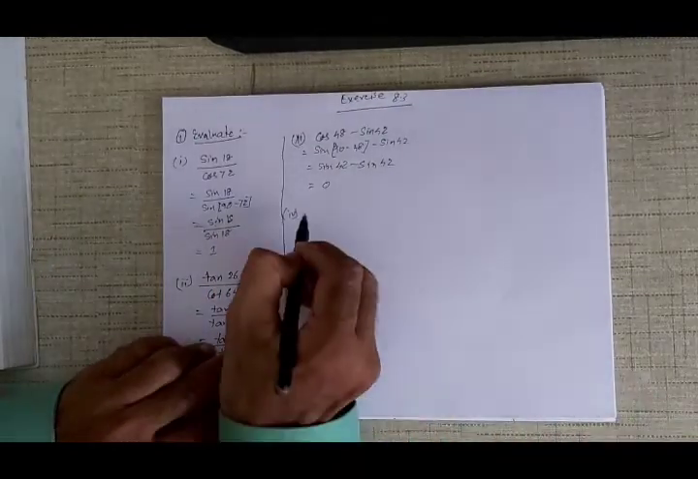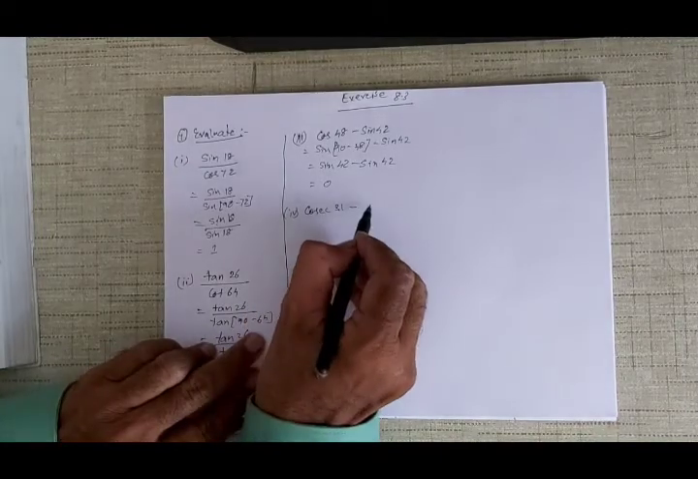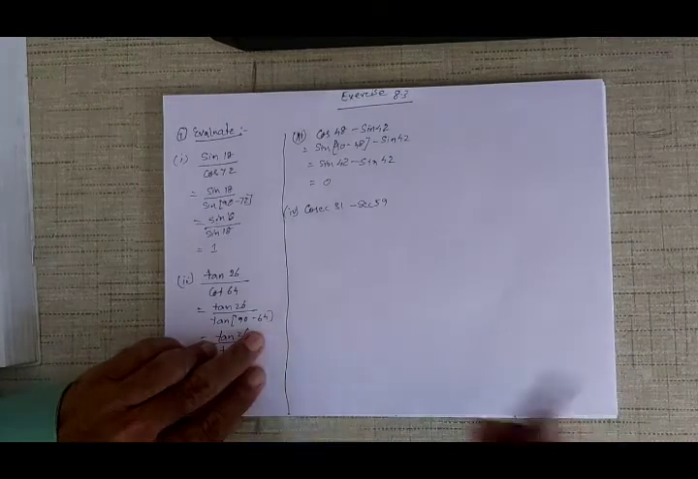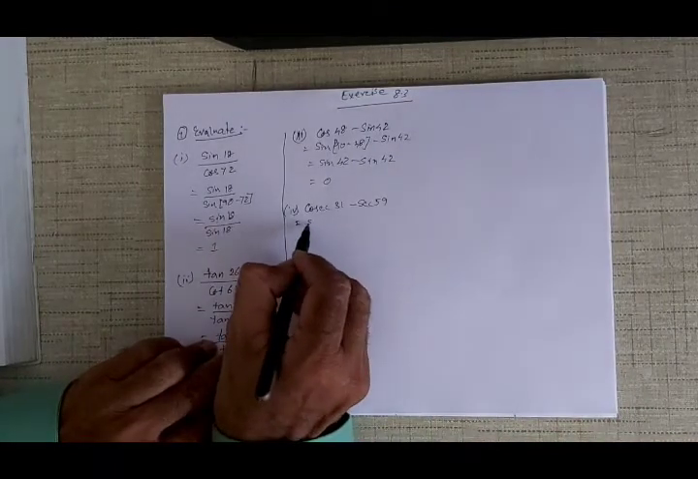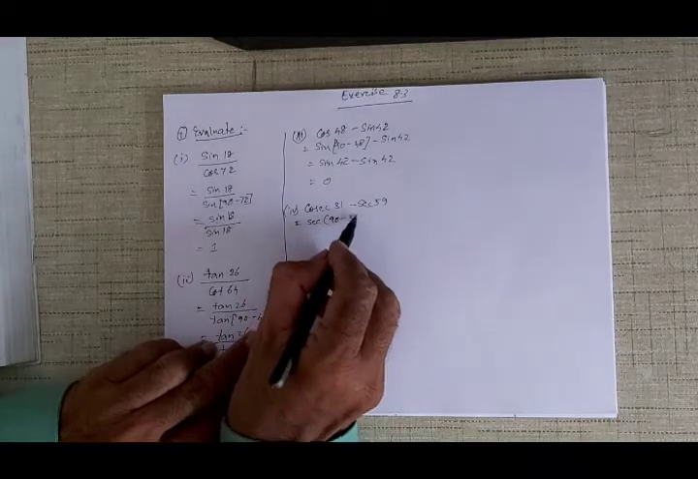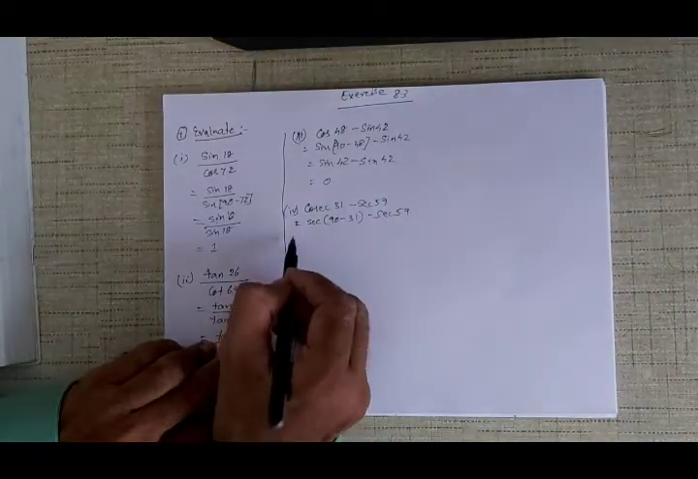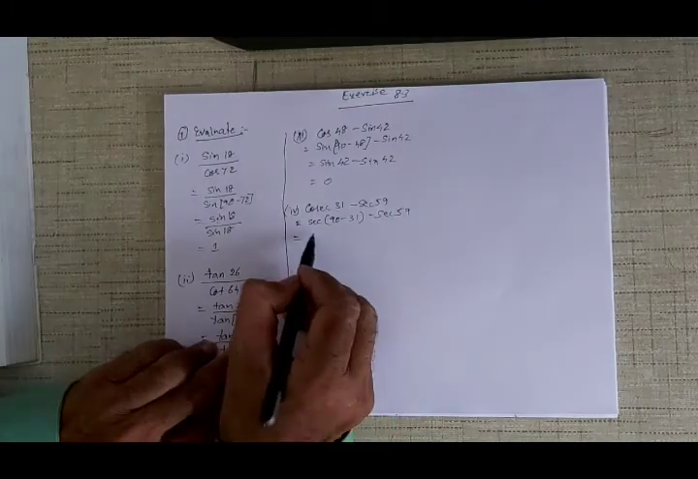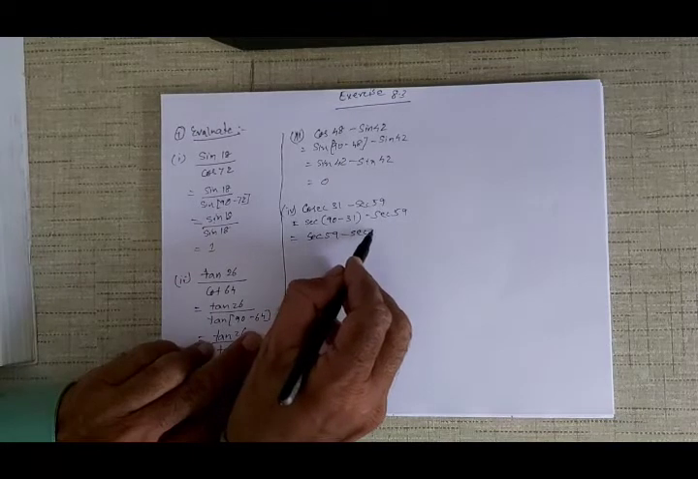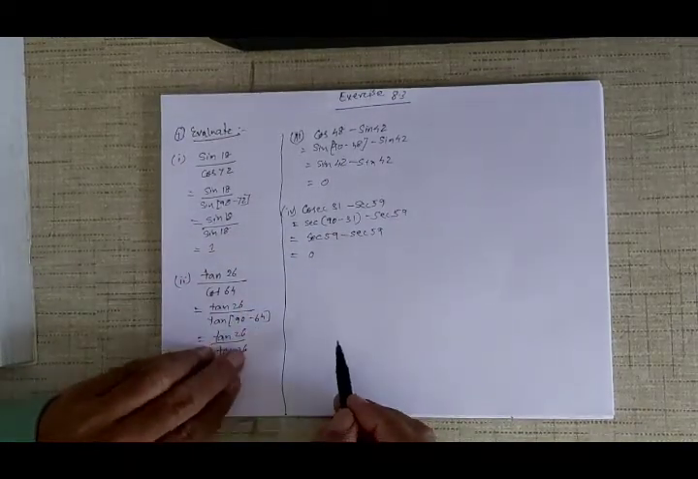Alright, let's see the fourth one, cosec 31 minus sec 59. Again, you can guess the answer. Cosec can change into sec because they are complementary: sec(90 minus 31) minus sec 59. Sec(90 minus 31) is sec 59, minus sec 59, and therefore this is 0. Very easy to do problems.